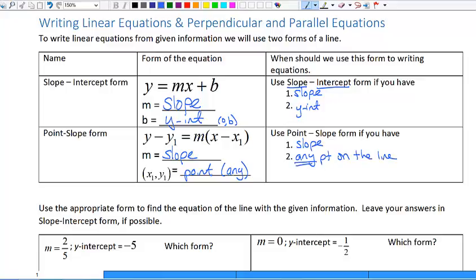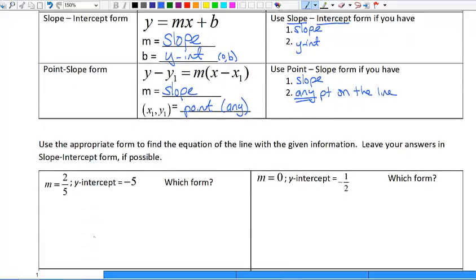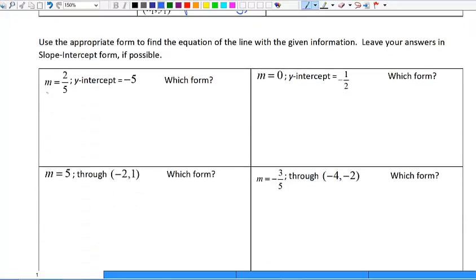Next, we're going to use the appropriate form to find the equation of the line with the given information. Make sure you leave all your answers in slope-intercept form if possible. So look at the given information. m is equal to 2/5 and the y-intercept is -5. What are the two things that they gave me? Well, they gave me an m and they gave me the y-intercept, which is another way of saying b. So which form am I going to use? I have a slope and a y-intercept. Well, in this case, I'm going to use slope-intercept form because of the information they gave me, which is y equals mx plus b.